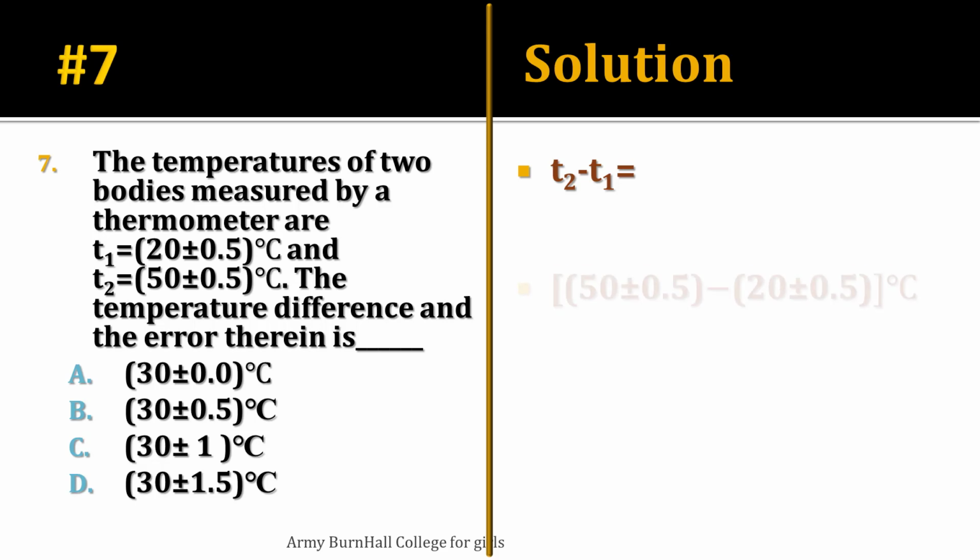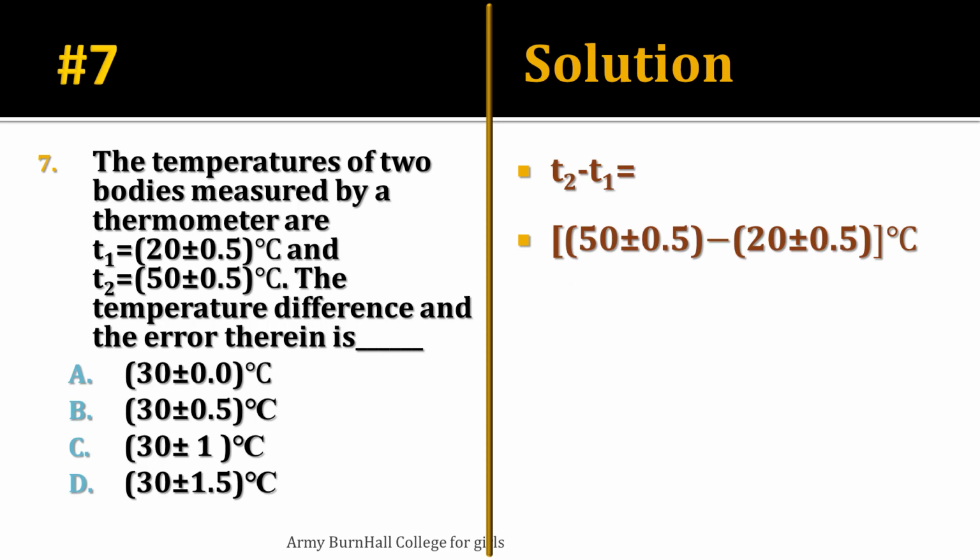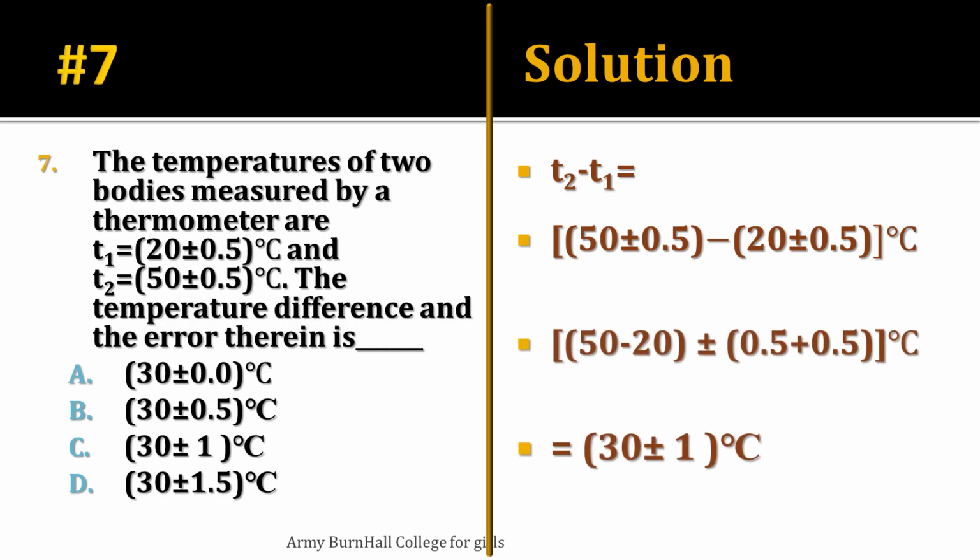Let's check it out. T2 minus T1 is equal to 50 plus minus 0.5 minus 20 plus minus 0.5 degrees Celsius. We will subtract the values and we will add their uncertainties, because uncertainties are always added. That will give us 30 plus minus 1 degrees Celsius. See, option C is correct, 30 plus minus 1 degrees Celsius.